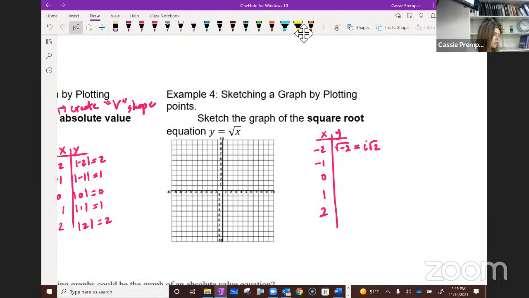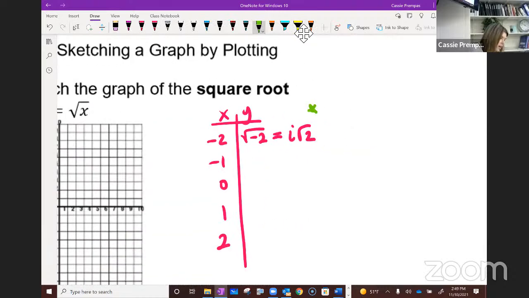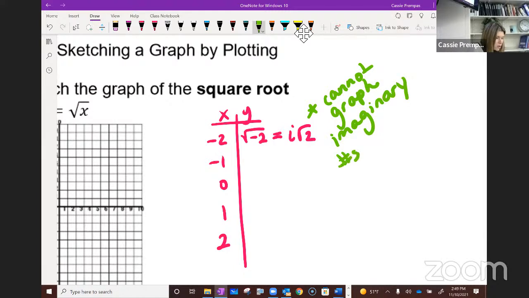Well, that's true in pre-calculus too. If you have the XY coordinate plane, there's no imaginary numbers that can be graphed. So if you didn't know that, let's just go ahead and write it. You cannot graph imaginary numbers on the XY plane.